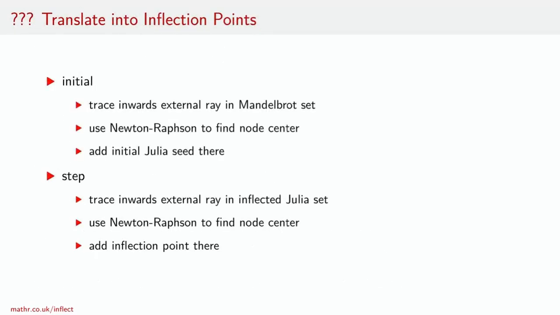So there's somehow to translate inflection points from external rays. For the initial Mandelbrot set, you can trace the external ray in the Mandelbrot set and then use the Newton-Raphson method to find the mini-Brot center and add the initial Julia seed there. And then for each successive step, you can trace the external ray in the inflected Julia set and use Newton-Raphson to find the node center and add the inflection point there.